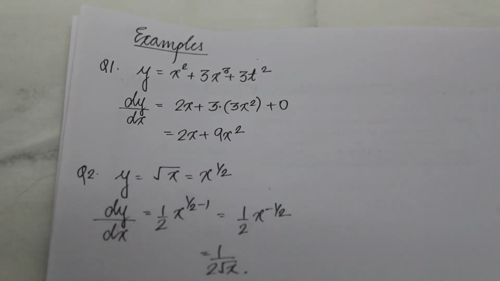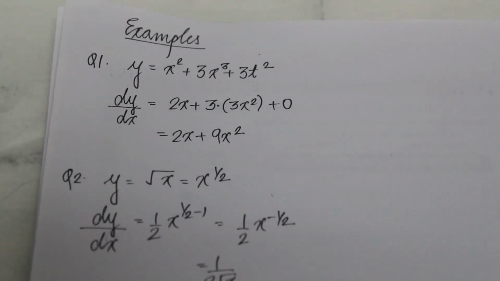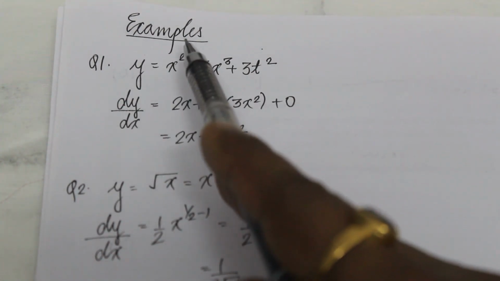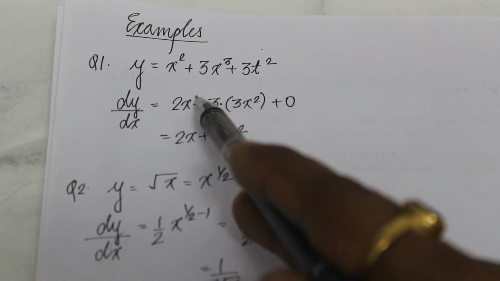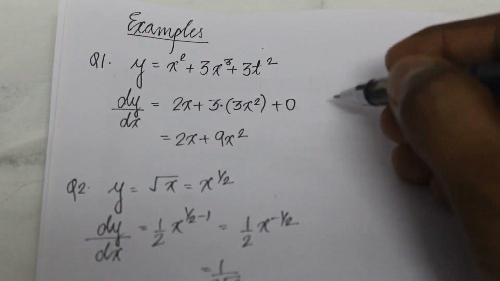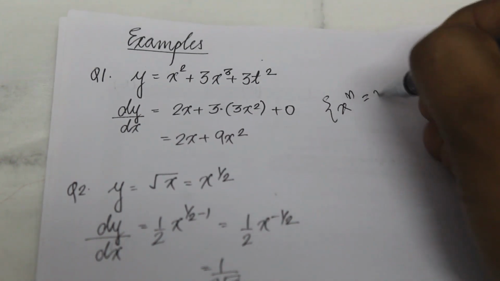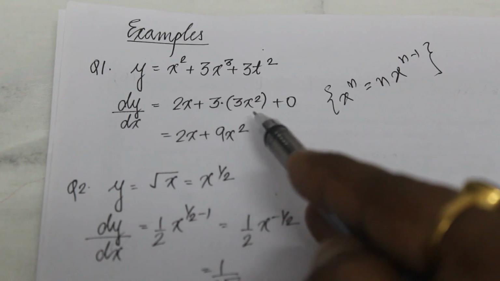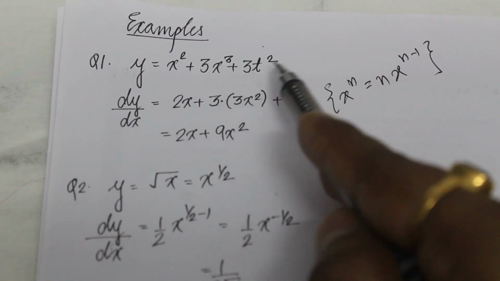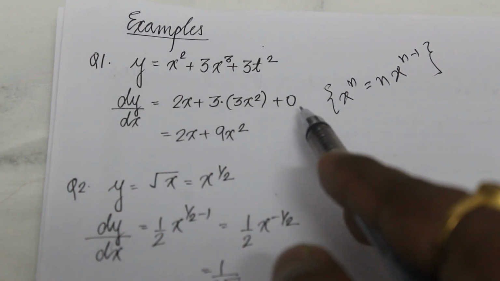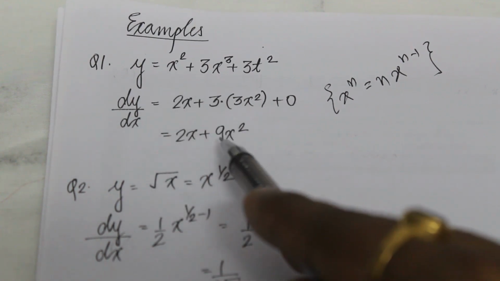Now let us consider some examples for understanding. For example, y is given by x square plus 3x cube plus 3t square. Now I need to find dy by dx. So x square will be 2, x power 2 minus 1, that is 1. 3 is constant as it is, x cube, so using the formula it will become 3x square. Now 3t square is independent of x, so it will behave as a constant for y, and its differentiation will be 0. So you'll get 2x plus 9x square.